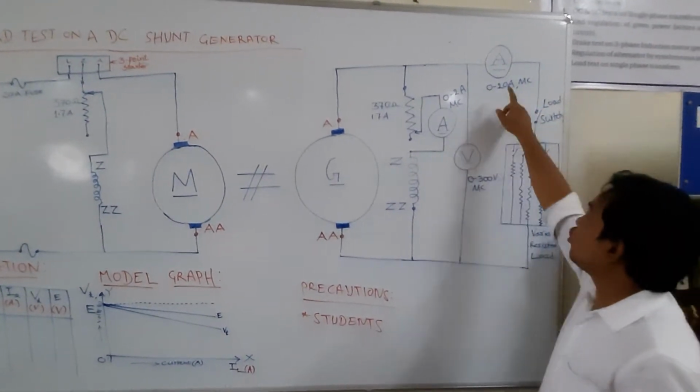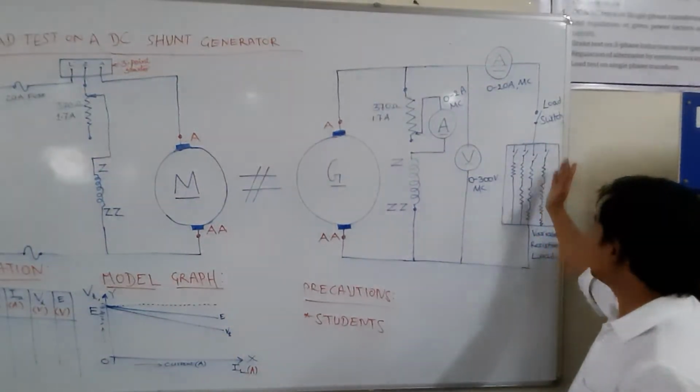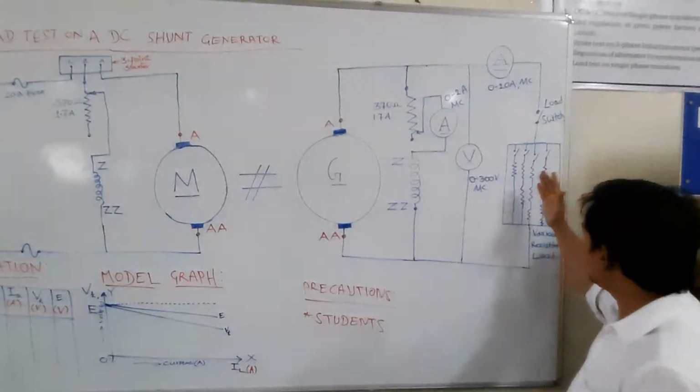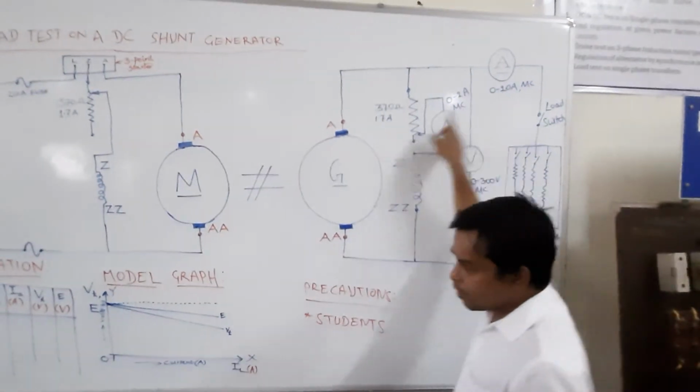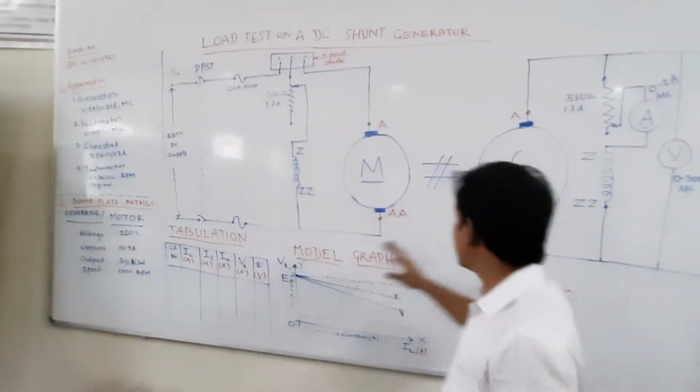one load. Then I'll note down the voltage and current. Then I'll switch on another load. Then I'll again note down. I'll keep on switching loads until I get my rated current. I'll go up to 15 ampere. That is my rated current. So this part is over.